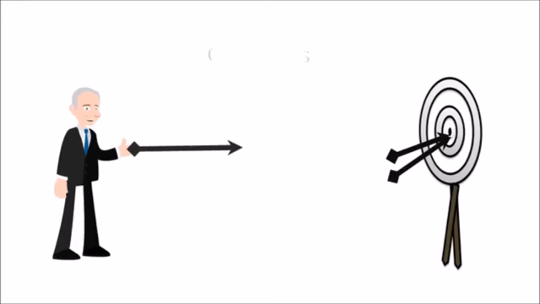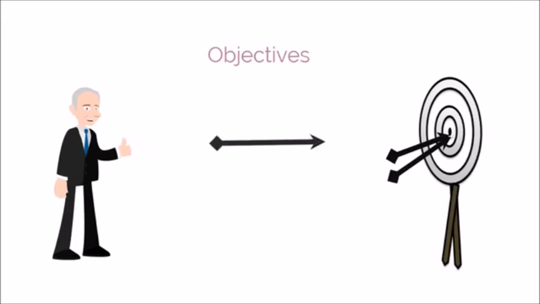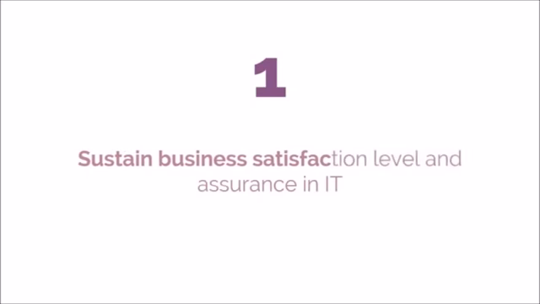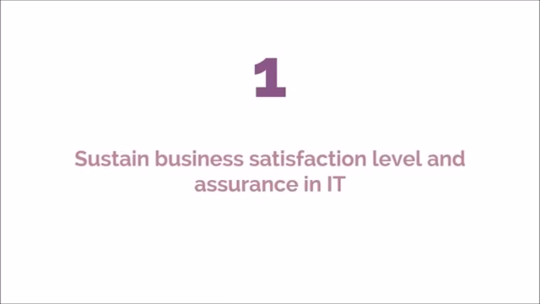Additionally, the service operation stage is responsible for ensuring that the technology used in the delivery and support of services is managed and monitored continuously and regularly. Let's get started. Let's begin by taking a look at the primary objectives of service operation. Those objectives are, first, to sustain business satisfaction and assurance in IT through a system of proficient and productive delivery and support of IT services as agreed on previously.